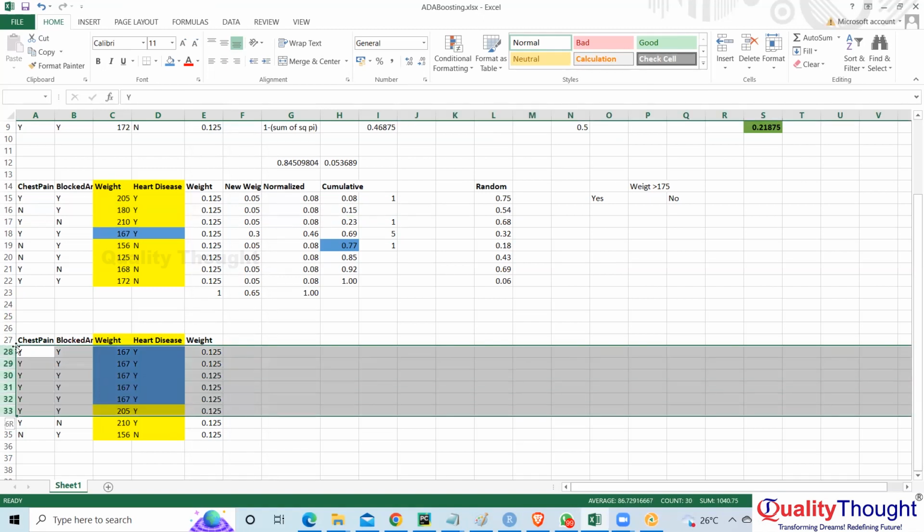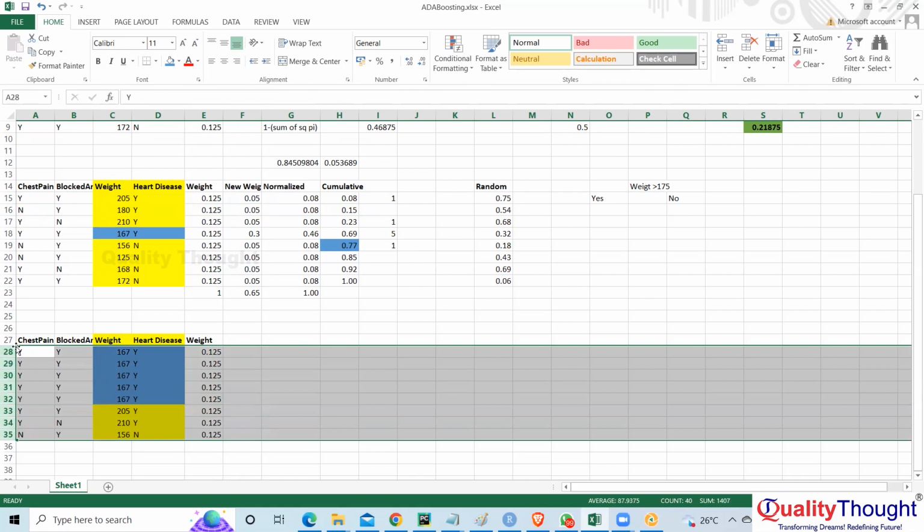We want to run it again. We want to run the second model on this. Boosting means what? The output that you are getting, the second person is solving the problem. Okay. See.